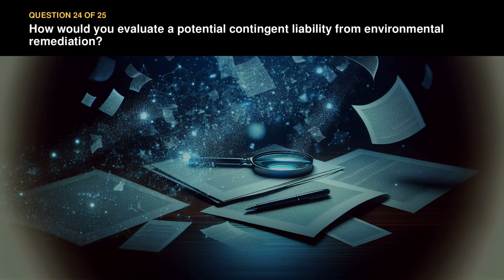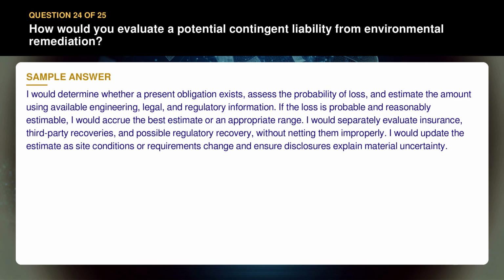Question 24. How would you evaluate a potential contingent liability from environmental remediation? I would determine whether a present obligation exists, assess the probability of loss, and estimate the amount using available engineering, legal, and regulatory information. If the loss is probable and reasonably estimable, I would accrue the best estimate or an appropriate range. I would separately evaluate insurance, third-party recoveries, and possible regulatory recovery, without netting them improperly. I would update the estimate as site conditions or requirements change and ensure disclosures explain material uncertainty.